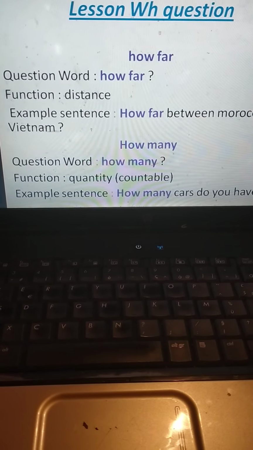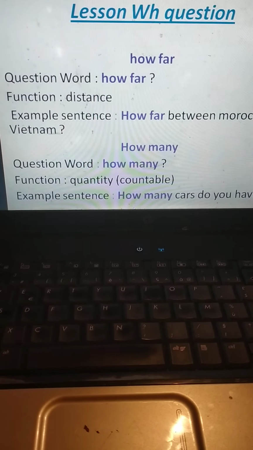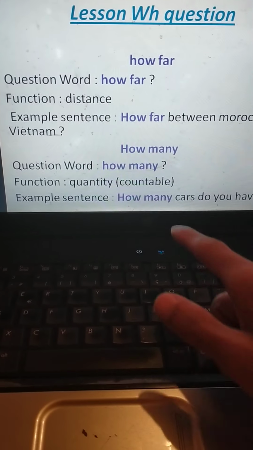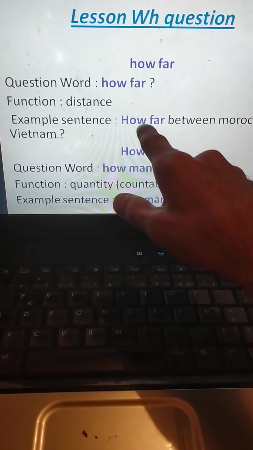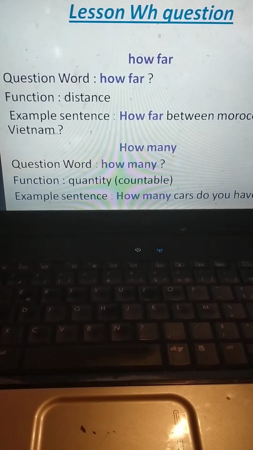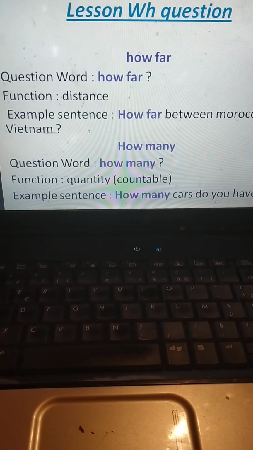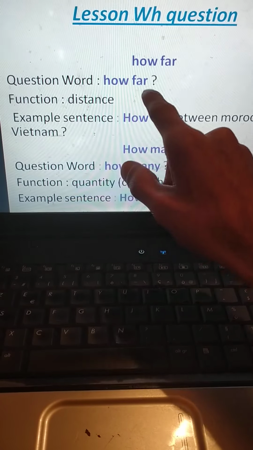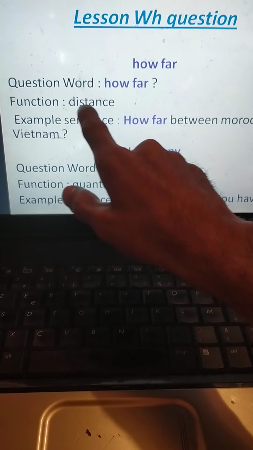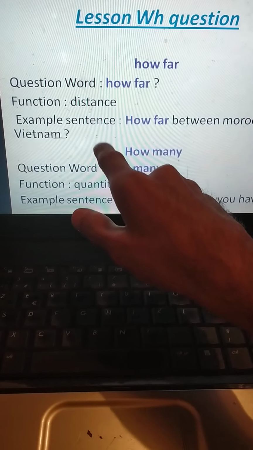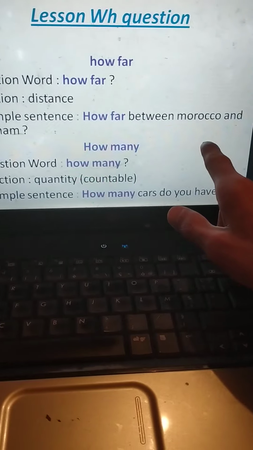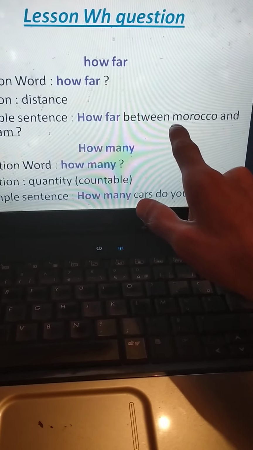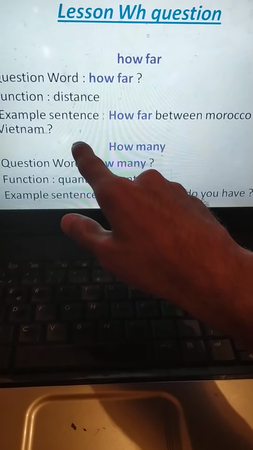Also, we have other words to ask something, for example how far and how many. We use how far for the distance between cities or countries. Question word, how far. Function, distance. Example sentence: how far is it between Morocco and Vietnam?